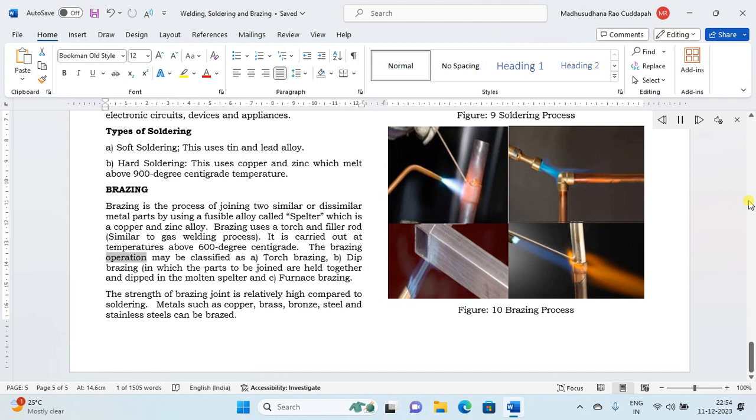The brazing operation may be classified as A. Torch brazing, B. Dip brazing, in which the parts to be joined are held together and dipped in the molten spelter, and C. Furnace brazing. The strength of a brazing joint is relatively high compared to soldering. Metals such as copper, brass, bronze, steel and stainless steels can be brazed. Figure 9. Soldering process. Figure 10. Brazing process.